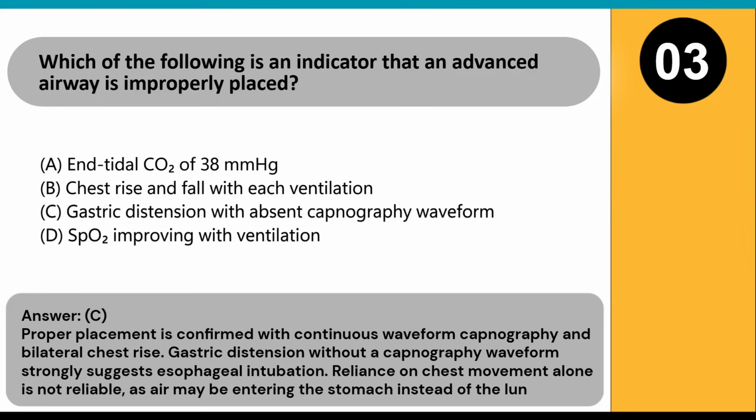Answer C. Proper placement is confirmed with continuous waveform capnography and bilateral chest rise. Gastric distension without a capnography waveform strongly suggests esophageal intubation. Reliance on chest movement alone is not reliable, as air may be entering the stomach instead of the lungs.